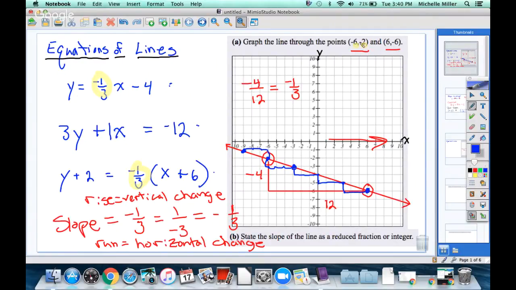Well, I believe -6, -2 makes it true. I believe 6, -6 makes it true. Looking at my picture, I can see -3, -3 makes it true. 0, -4 makes it true. 3, -5 makes it true. And then there's some numbers in the middle, like this point right there.